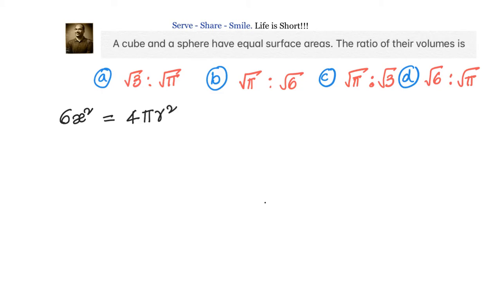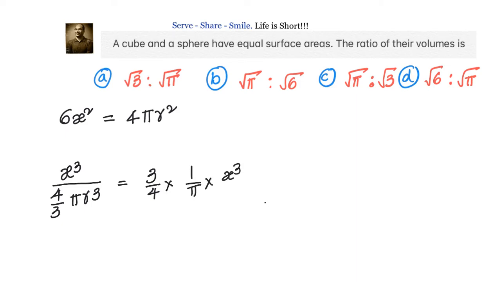What we need to find out? We need to find out ratio of their volumes. What is the volume of cube? Volume of the cube is x cube divided by, what is the volume of the sphere? 4 by 3 pi r cube. Now let us try to simplify this. What we will have is 3 by 4 into 1 by pi into x cube by r cube.